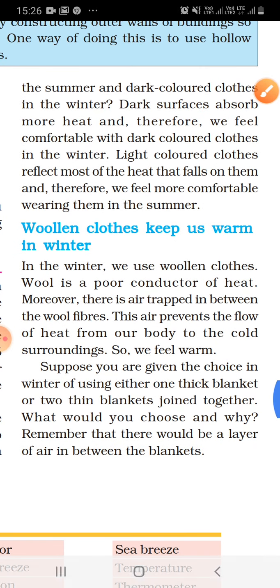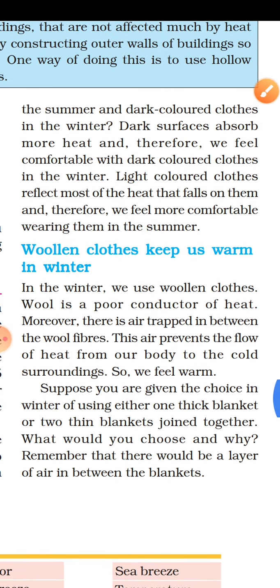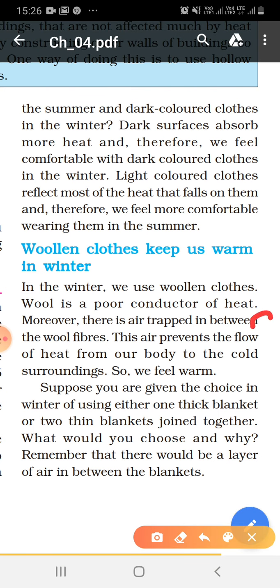The next topic is how woolen cloth keeps us warm in winter. Yes, because wool is a poor conductor of heat, and there is an air trap between the wool fibers, and air prevents the flow of heat from our body to the cold surroundings, so we feel warm.